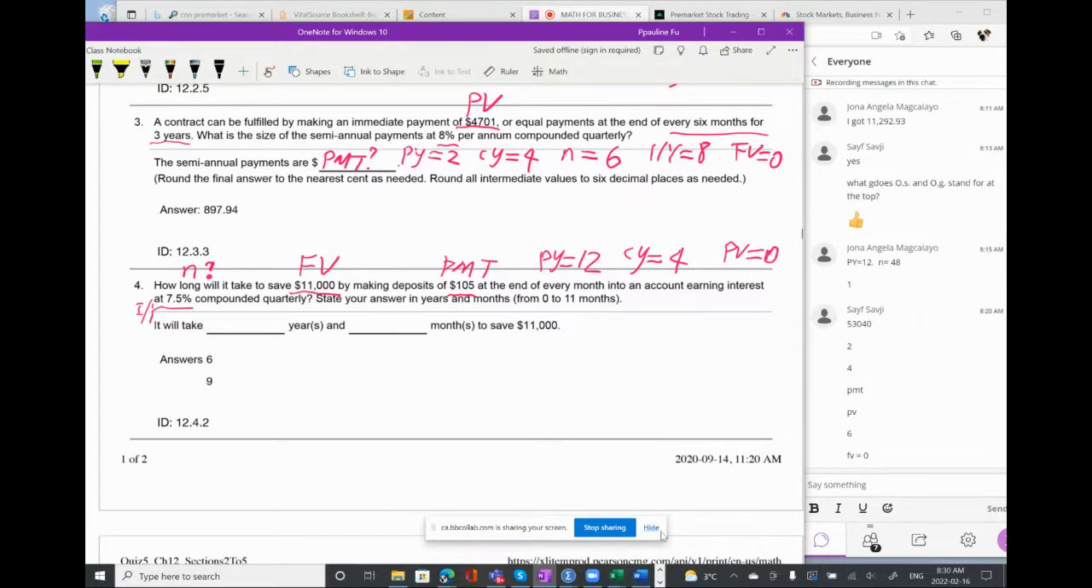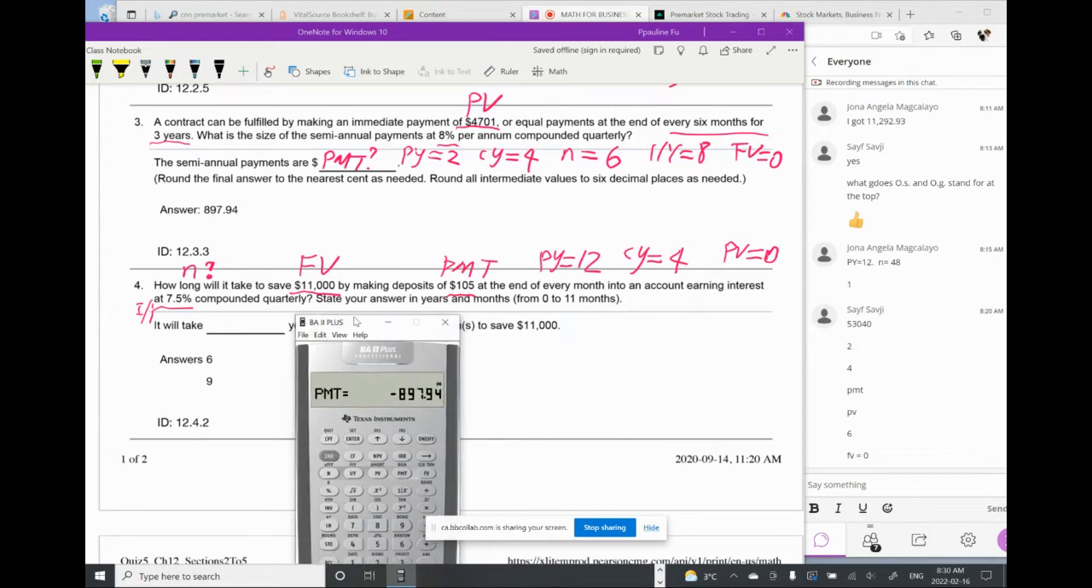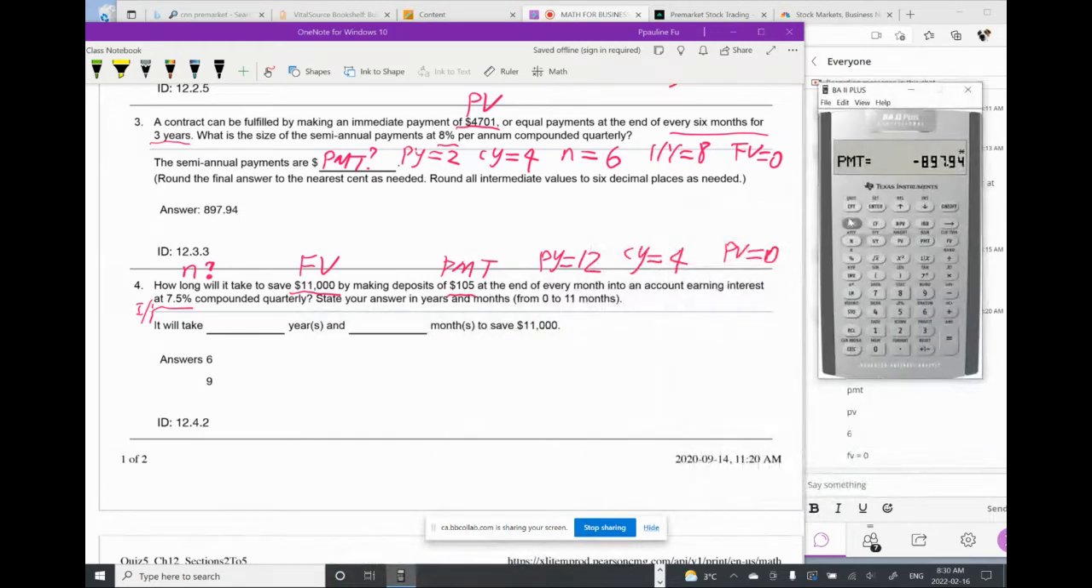All right, so let's pull out the calculator. So maybe try it over here. Second, quit. Set up PY CY. Second, PY. PY is 12. Down arrow key, CY is 4. Enter. Second, quit.